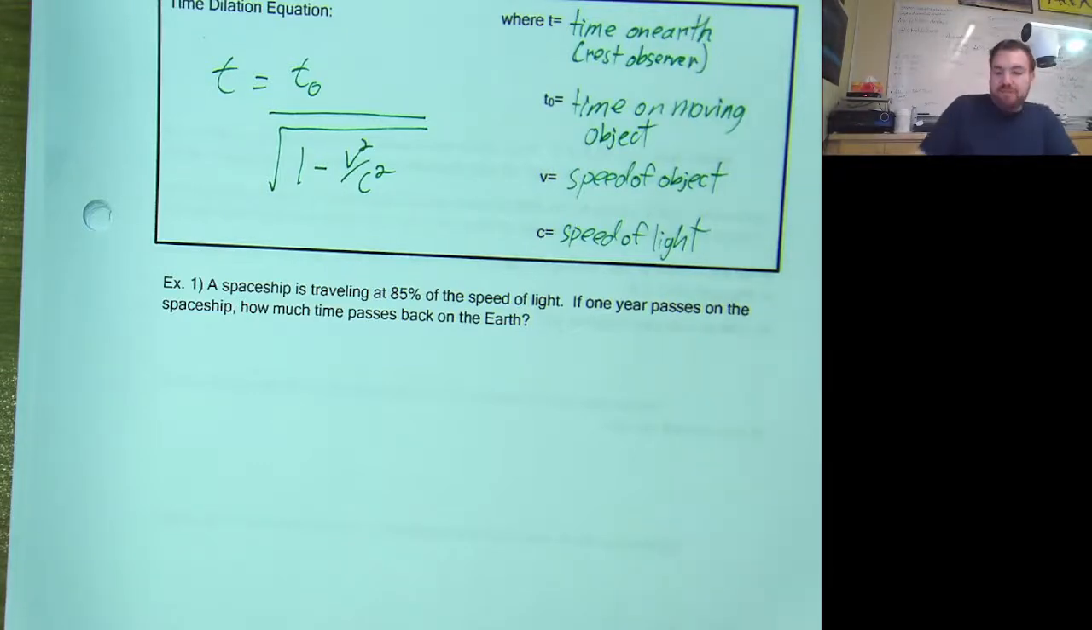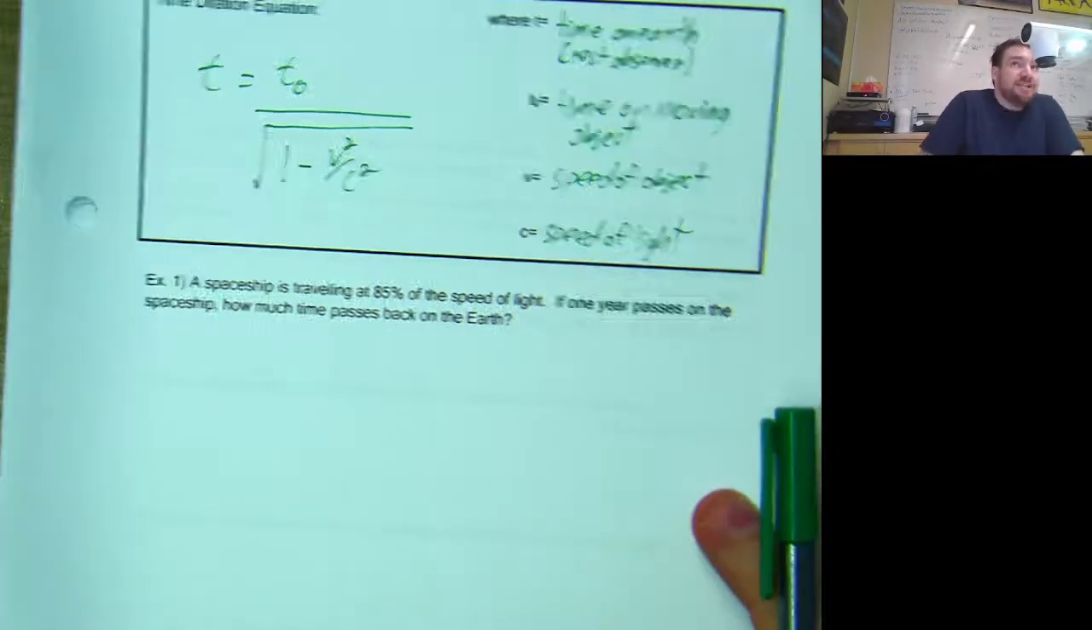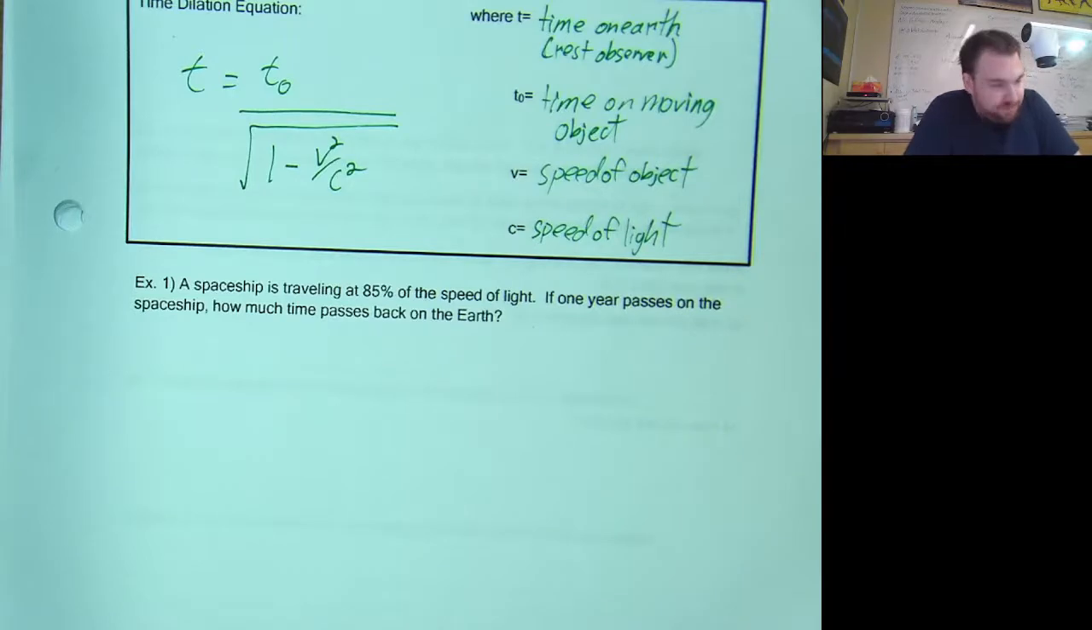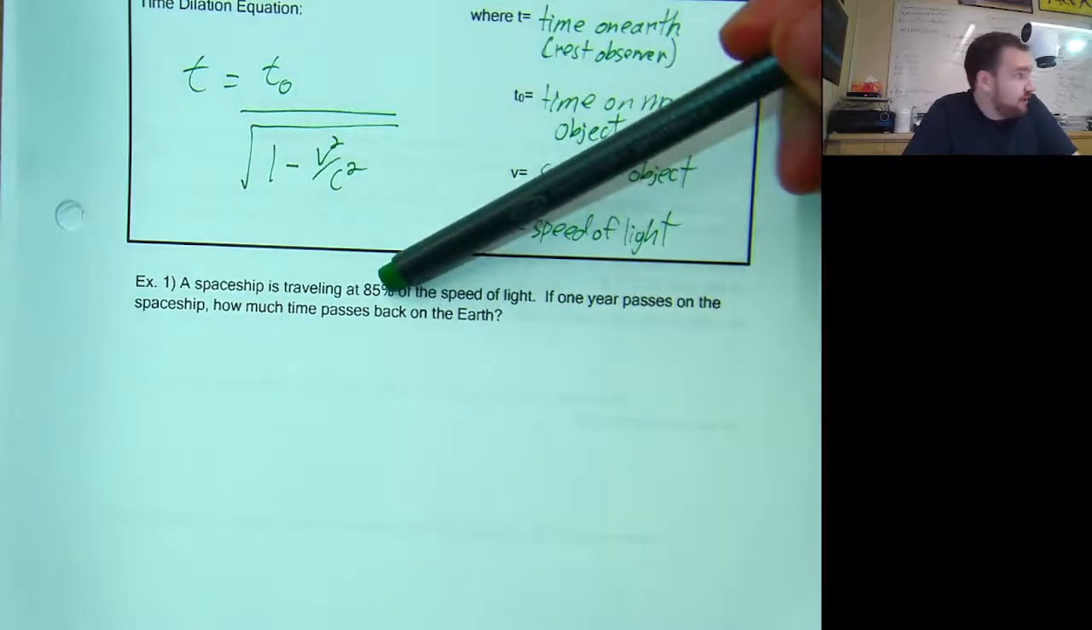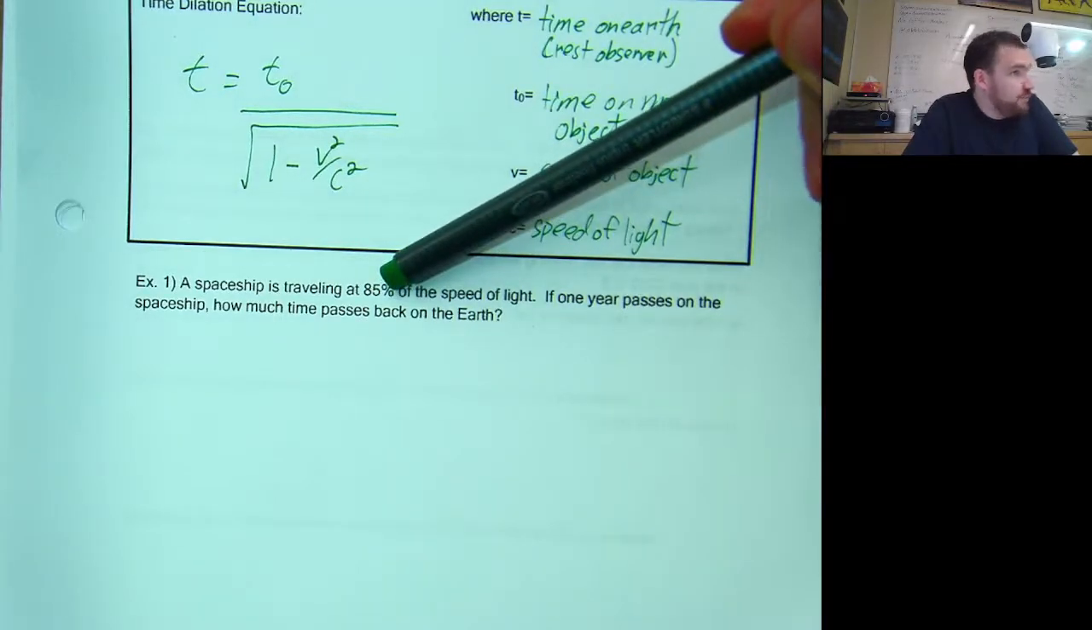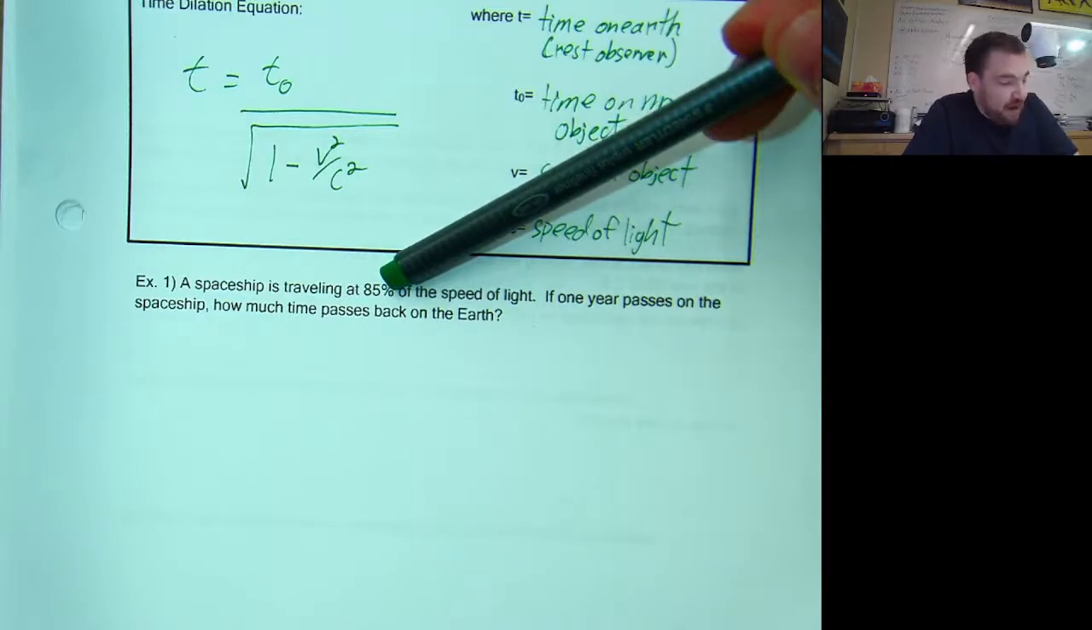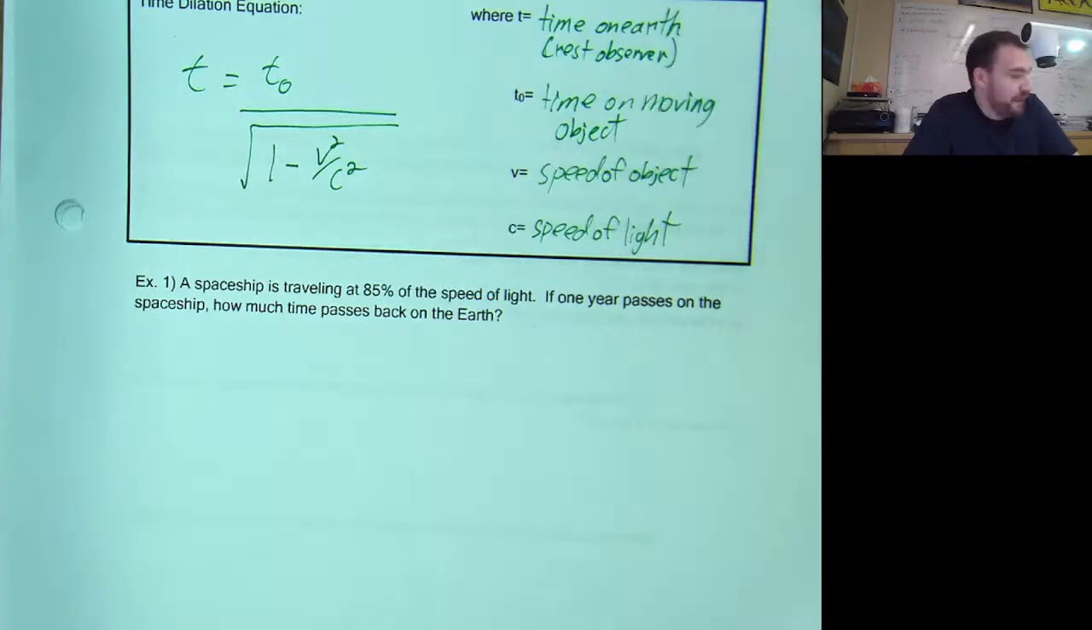A spaceship, an application of this. A spaceship is traveling at 85% of the speed of light. That thing's trucking, because we've already seen that electrons accelerated between voltage plates are only traveling a couple percent of the speed of light. Somehow we got a spaceship traveling 85% of the speed of light. If 1 year passes on the spaceship, how much time has passed on Earth?